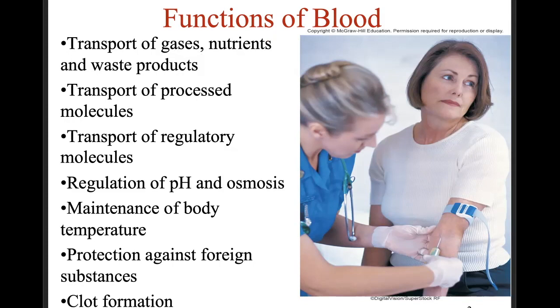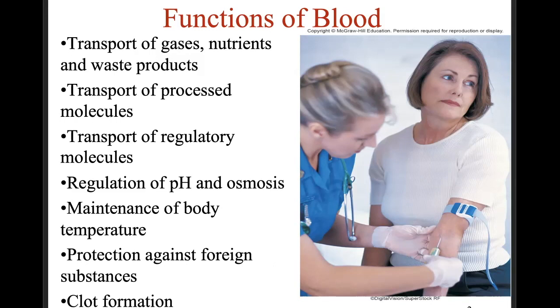the lungs as well. Now nutrients, ions, and water from the digestive area will also be transported by blood going to various cells. And also the waste products are transported by the blood to the kidney for excretion.